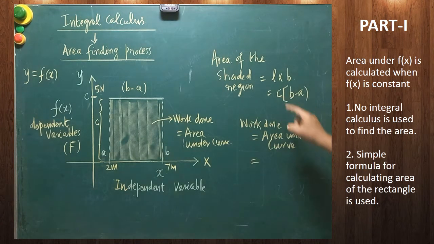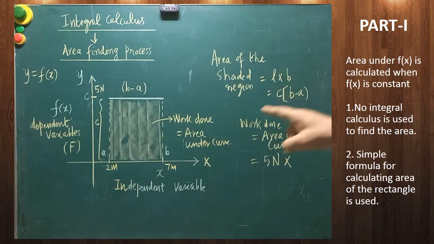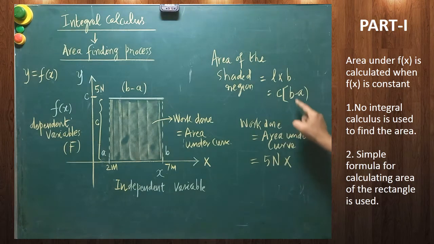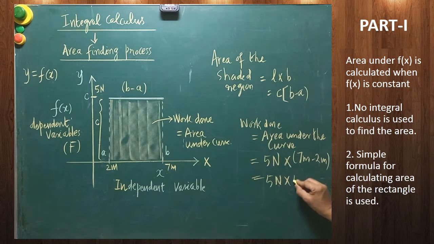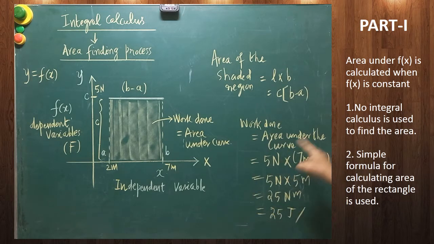Now C, what is C here? C is nothing but 5 Newton. Are you clear? Into the area, the difference between 7 meter and 2 meter, which is nothing but B minus A. 7 meter minus 2 meter is equal to 5 Newton into (7 meter minus 2 meter) is equal to 5 meter. So on the whole, you will get 25 Newton meter. This can be written as 25 joule. So mathematically it is calculated.